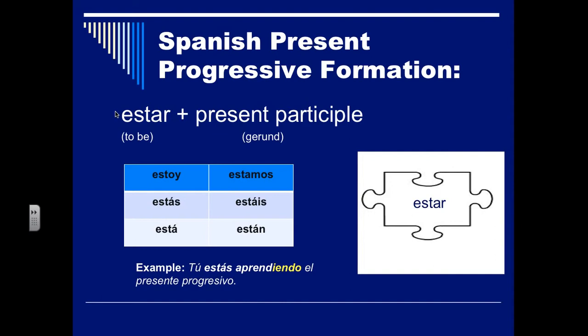An example would be tú estás aprendiendo el presente progresivo. You are learning the present progressive. You are the subject, so estar agrees with tú. That's you.